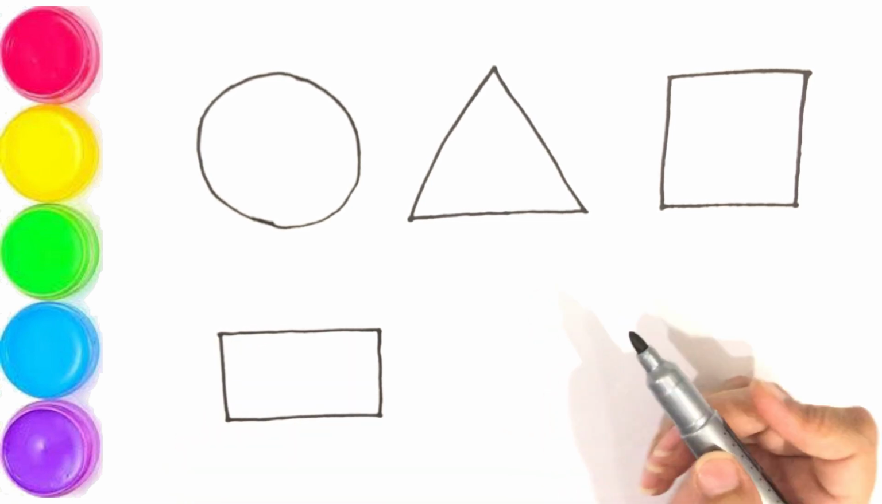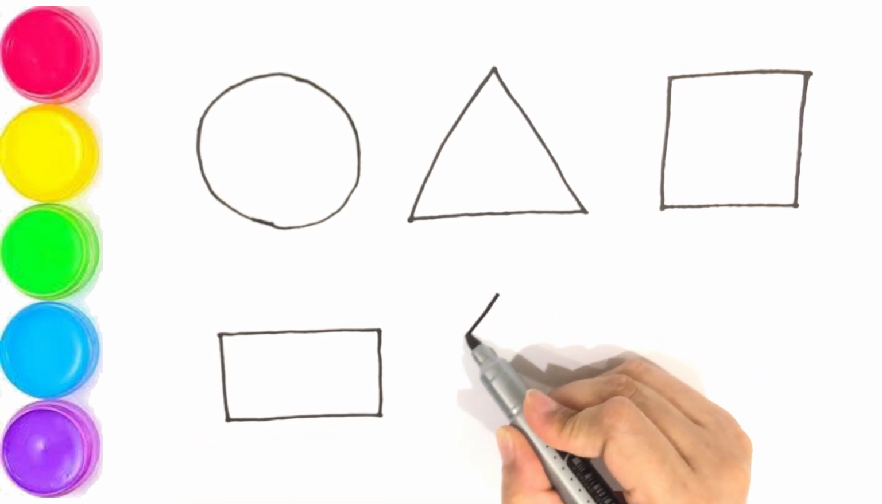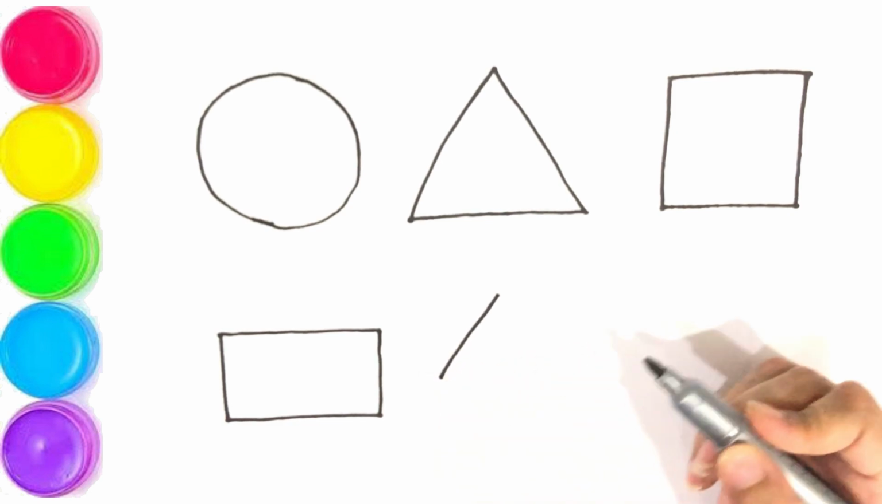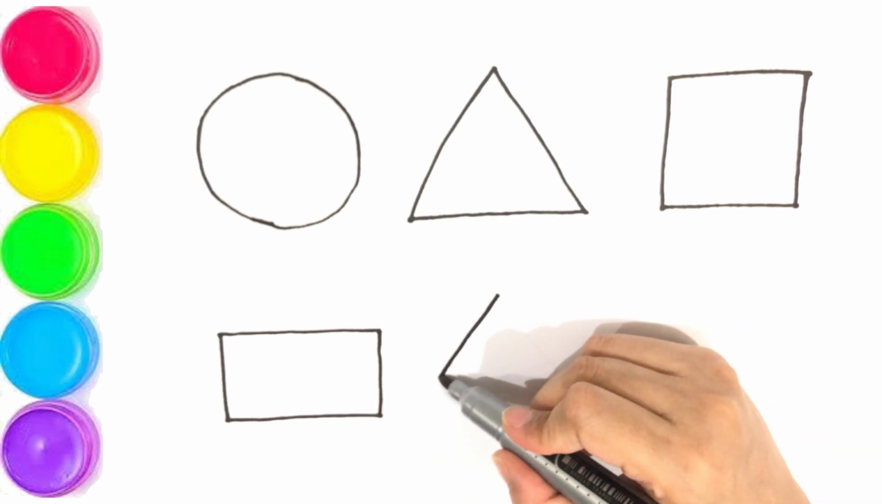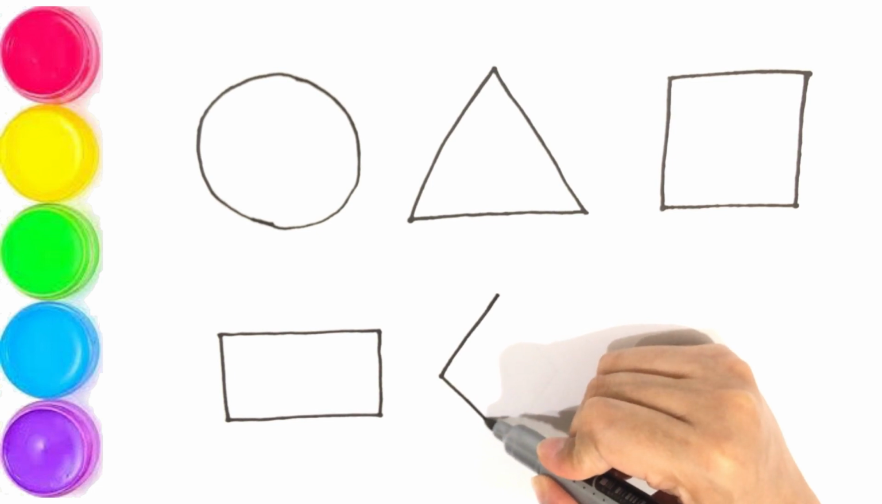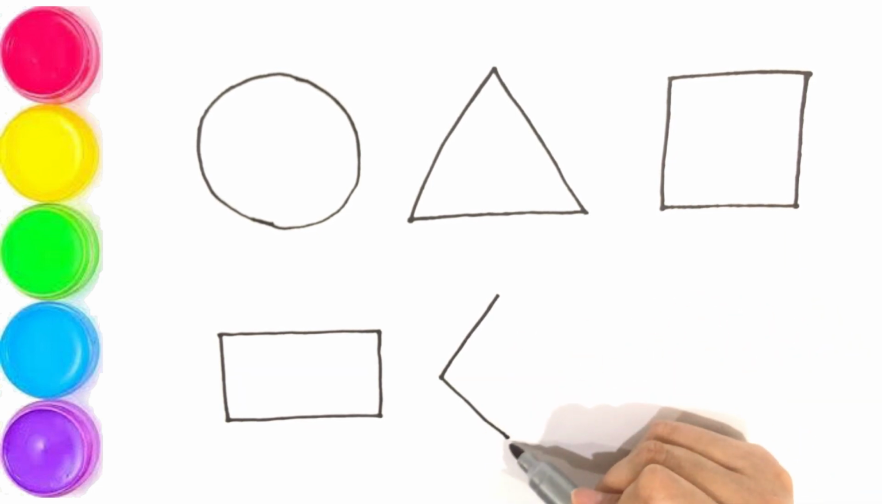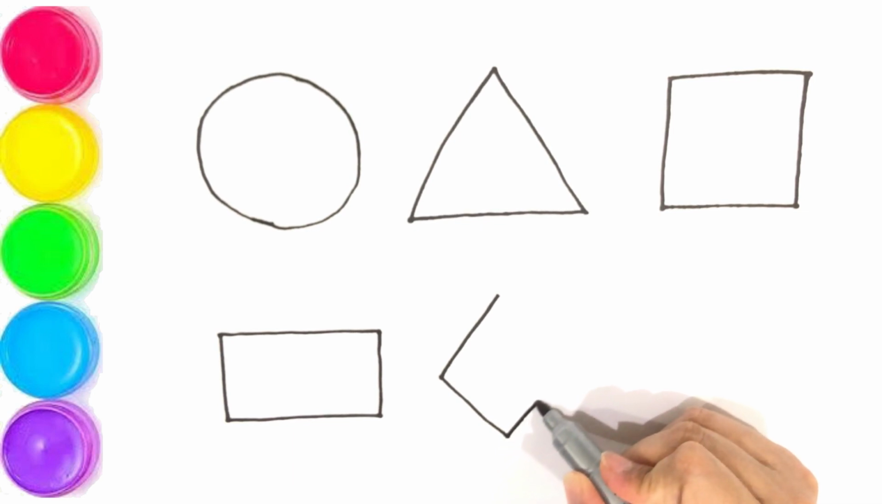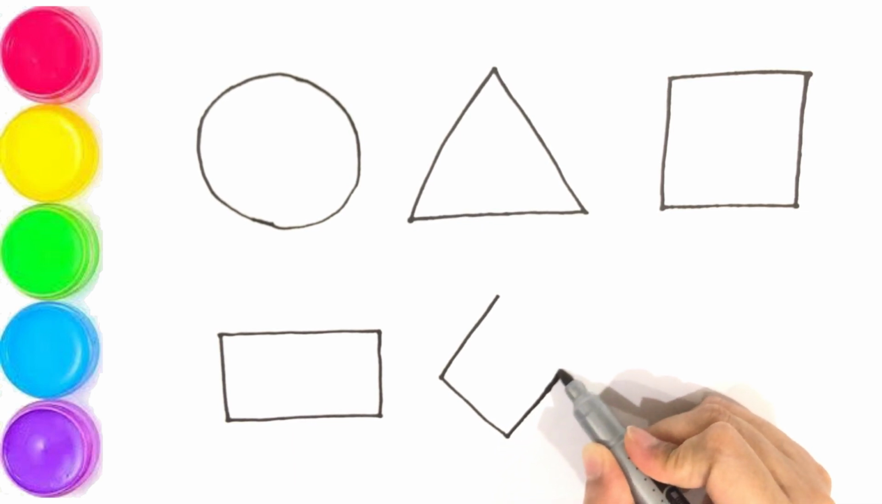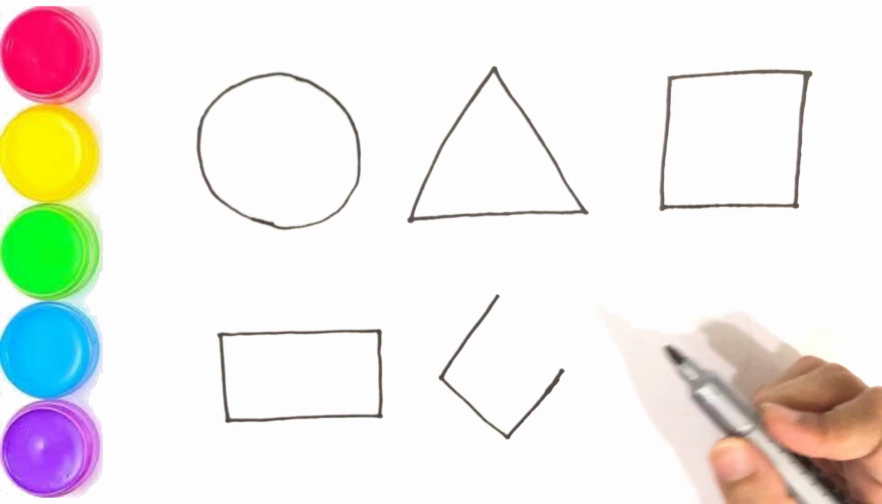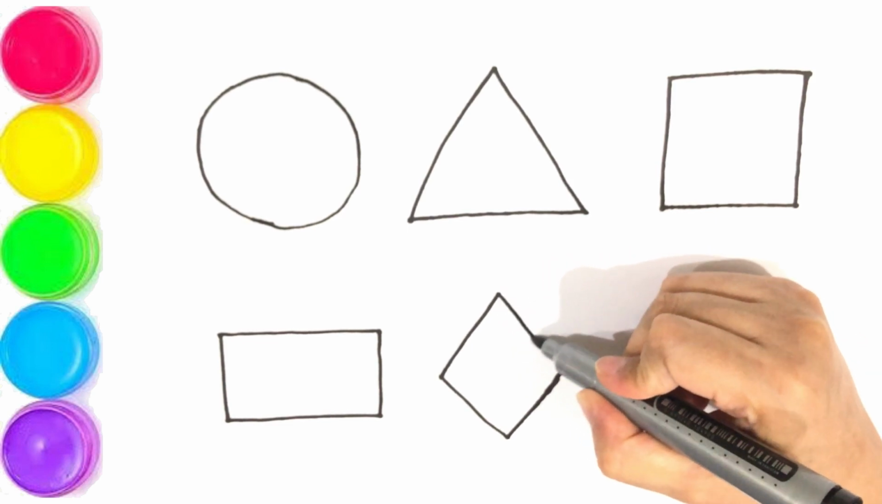Let's draw a diamond. A diamond has four sides of equal length. A diamond is like a square turned on its side.